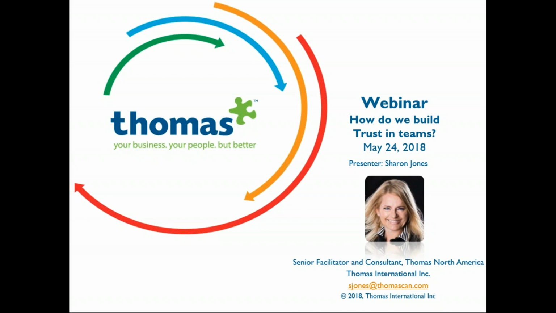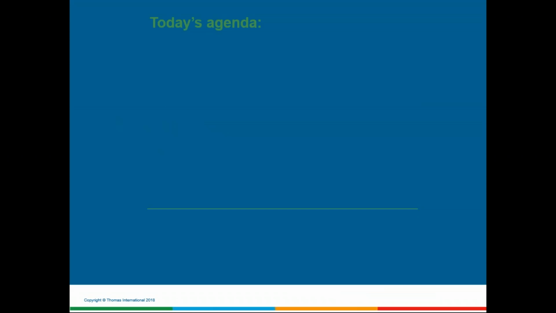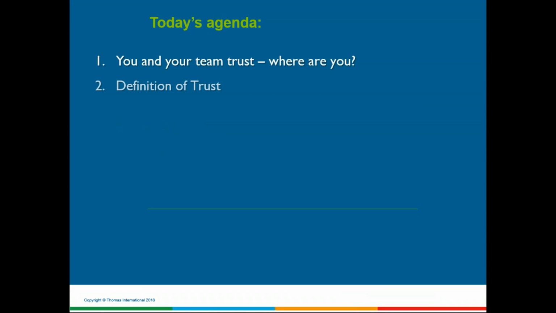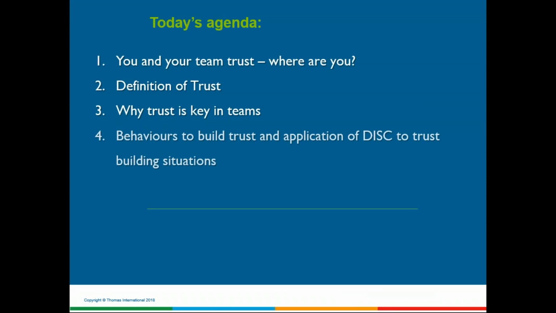So let's get going into our agenda. Today we're going to look at 4 key areas. You and your team trust, where are you? We're also going to look at a definition of trust, why trust is key in teams, and lastly, look at behaviours to build trust and application of DISC to trust building situations, including restoring trust and credibility, having tough conversations, and delegation when you don't trust another person's competence.